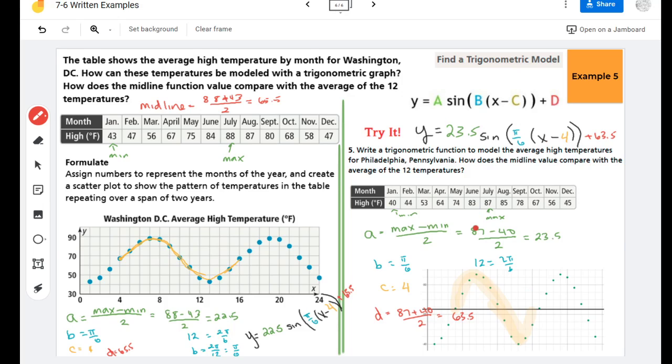And then to compare the midline to the average, the average of this data is 64.7. So the average again is slightly higher than my midline. That's a sign that they're relatively close. Alrighty, so there we have it. That's how to find a trigonometric model. Until next time.